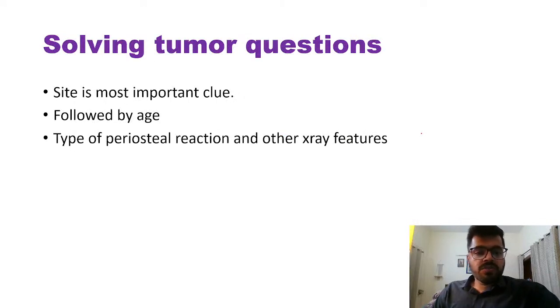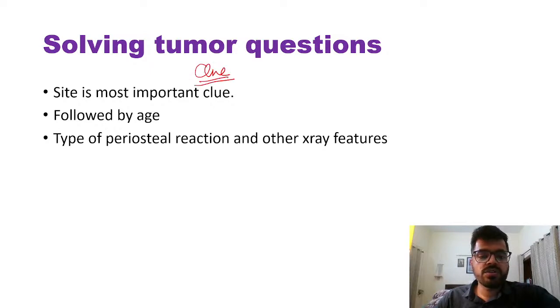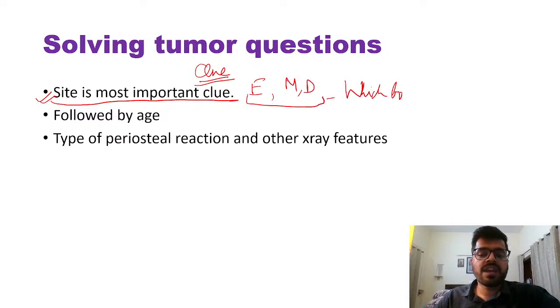So now we come to solving tumor questions. How to solve tumor questions? So there will always be some clues in the question through which you can solve these questions. So site is the most important clue. Where the tumor is, whether they are telling about epiphysis, maybe metaphysis, diaphysis, where exactly it is, and which bone. That can be the most important clue in the question.